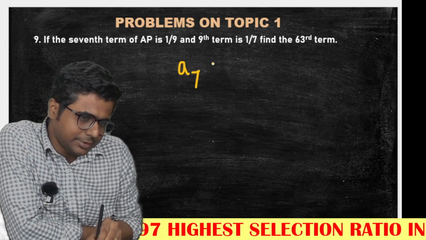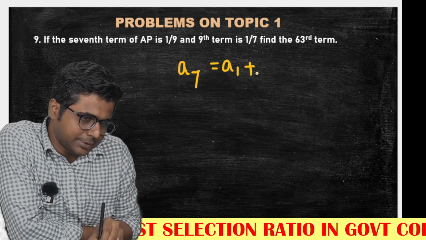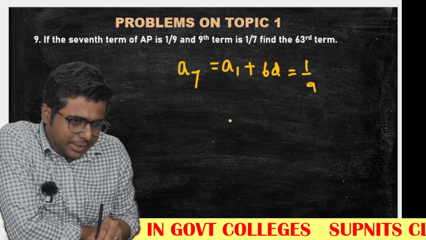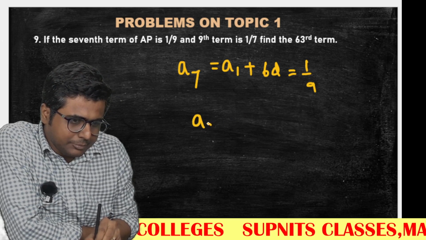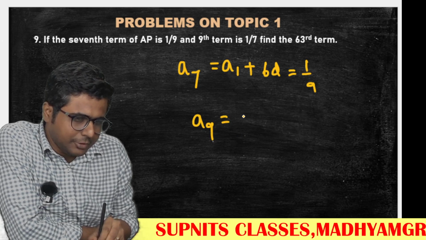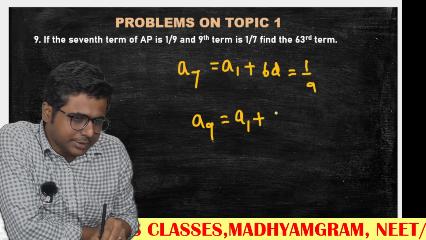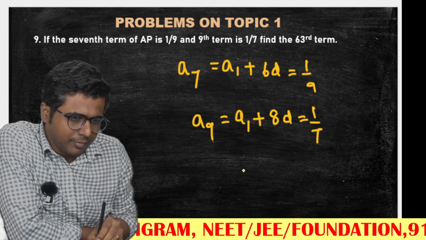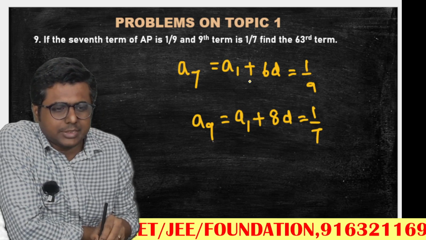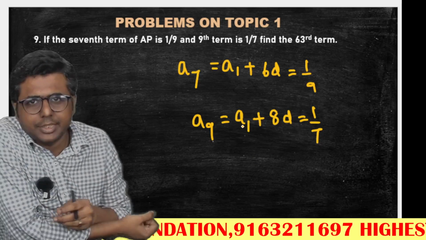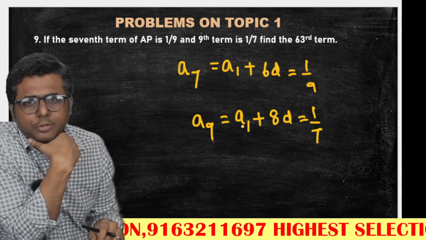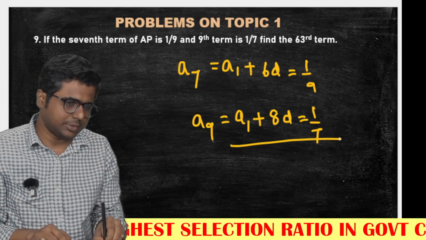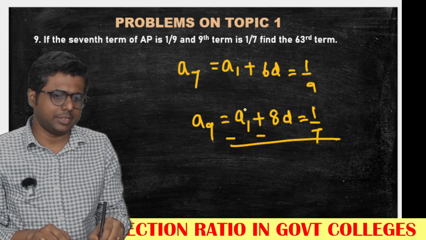So A7, that is nothing but A1 plus 6D, is equal to 1 by 9. Next is the 9th term, that is A9, is equal to A1 plus 8D, is equal to 1 by 7. So from this you are getting two simultaneous equations, right? Because it is a linear equation in two variables. So you have done that, I guess. So what you will do? You can just use the elimination method.